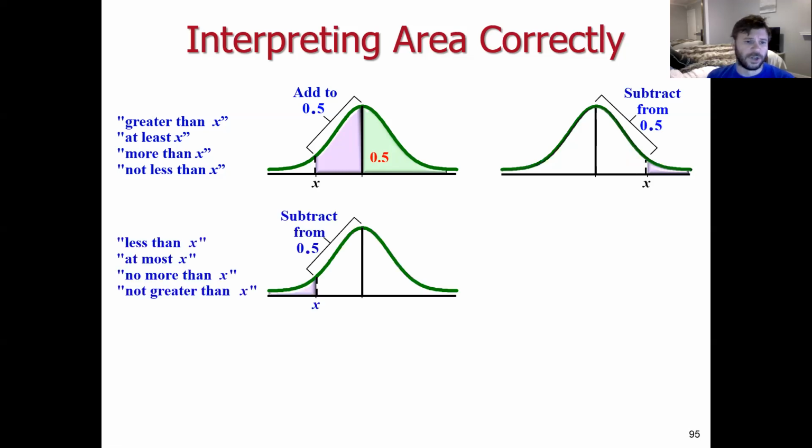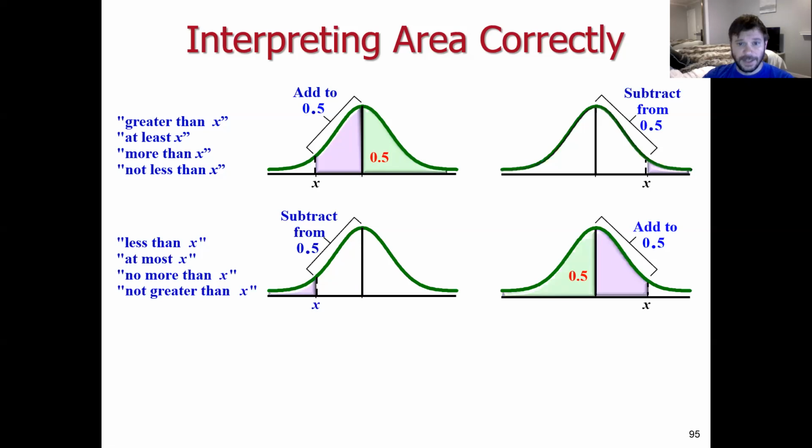The lower tail case that we started with has the narrative being less than X, or at most X, or no more than X, not greater than X. There are probably more ways to say that. This is the lower tail example, and if X is below the mean, then again, we're going to use the table value to get this region here. We're going to have to subtract that table value from 0.5 to leave us with that pink region in the lower tail. On the other hand, if X was to the right side of the mean in the lower tail case, then we're going to use the table value to get the pink region, and we're going to have to add that green 0.5 region to the table value.